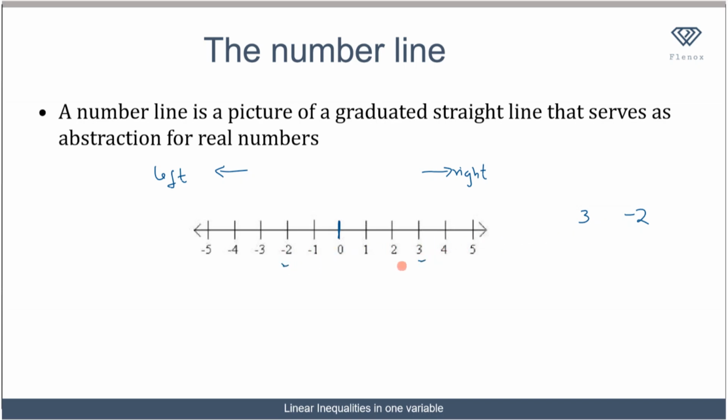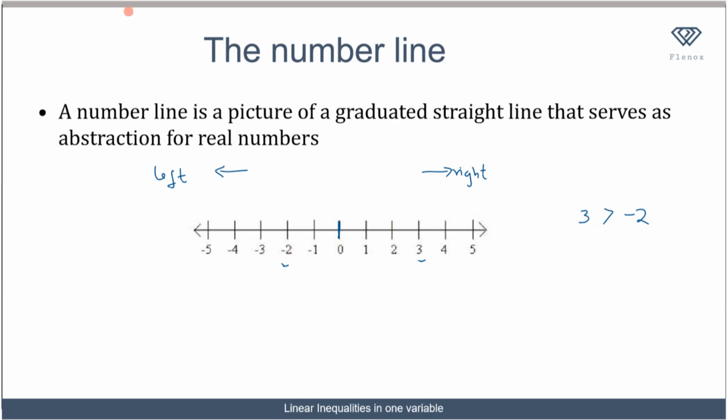So which one lies to the right? We can see 3 lies to the right and minus 2 lies to the left of 3. So this means that 3 is greater than minus 2.